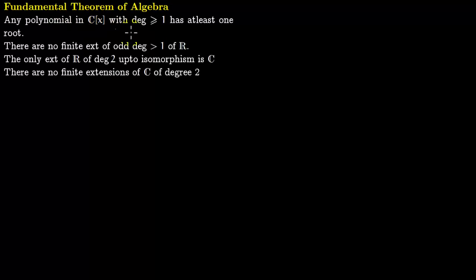Before we prove this theorem, we have to keep in mind three important facts. The first fact is that there are no finite extensions of odd degree greater than 1 of R. That is, if you have an extension of odd degree of R, then it has to be R itself. So there are no odd degree extensions greater than 1. Let us prove this.